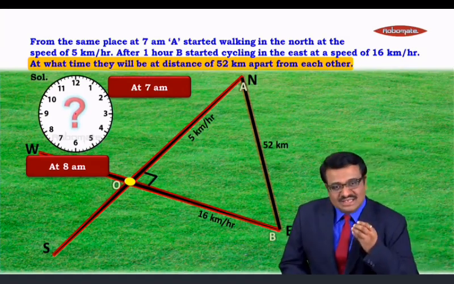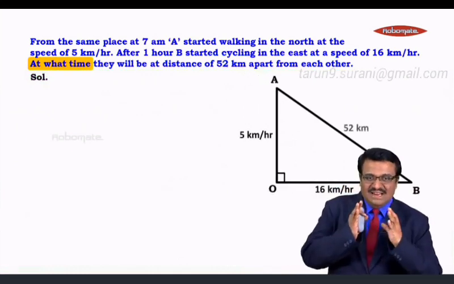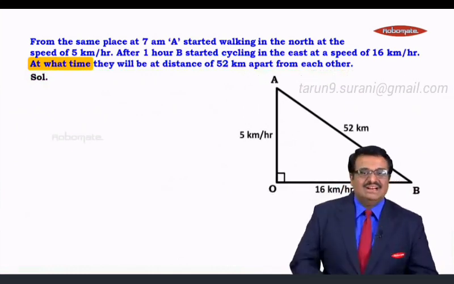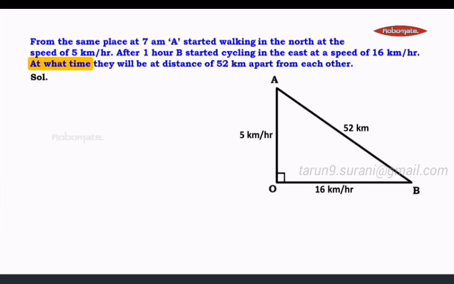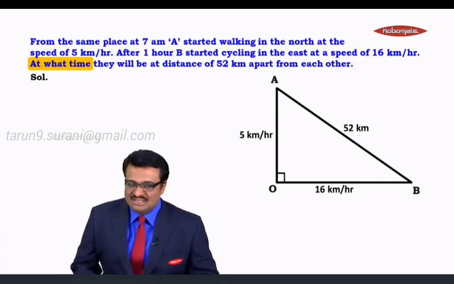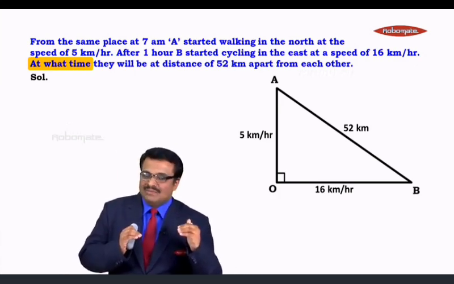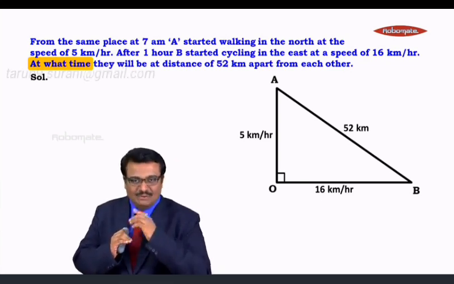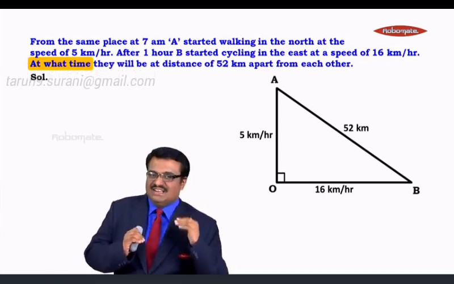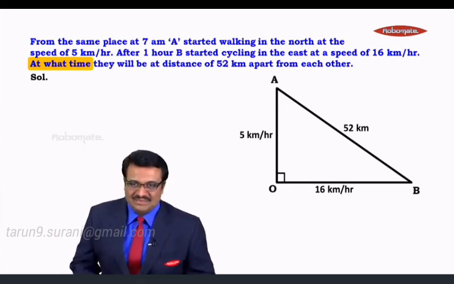Isn't it? So the question is about time. So let us start the problem. Now this right angle triangle, let us draw a right angle triangle. The name of the right angle triangle is AOB. OA, OB and AB distance, we know it is 52 kilometers. We don't know the distance OA, we don't know the distance OB. But we know the speed of A, 5 kilometers per hour, we know the speed of B, 16 kilometers per hour, and we know AB, the hypotenuse, is 52 kilometers, right?